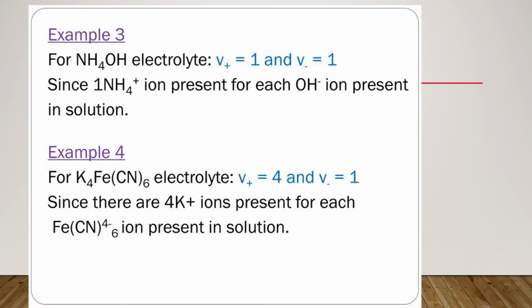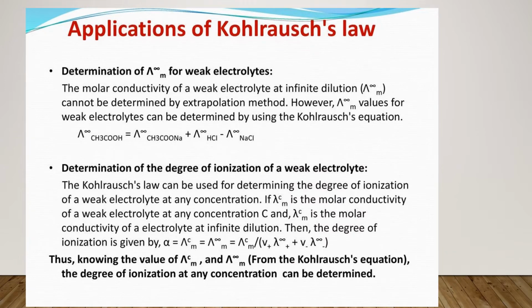That is, ν plus is the number of cations times the molar conductivity of that cation, at infinite dilution, plus the molar conductivity at infinite dilution of the anion. Then the applications of Kohlrausch's law. The first application is to determine the degree of ionization of a weak electrolyte.